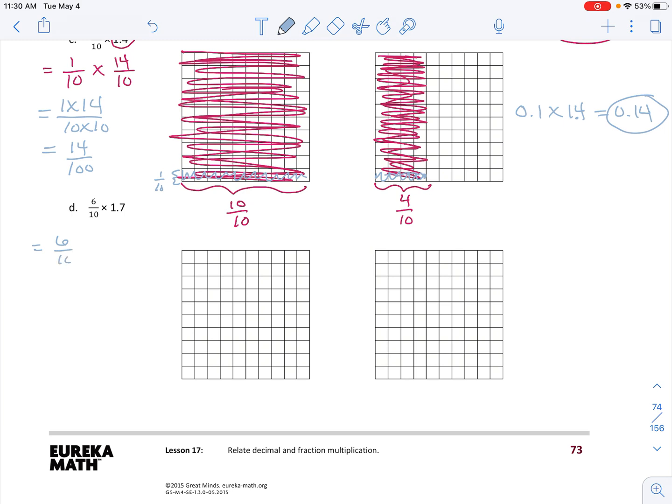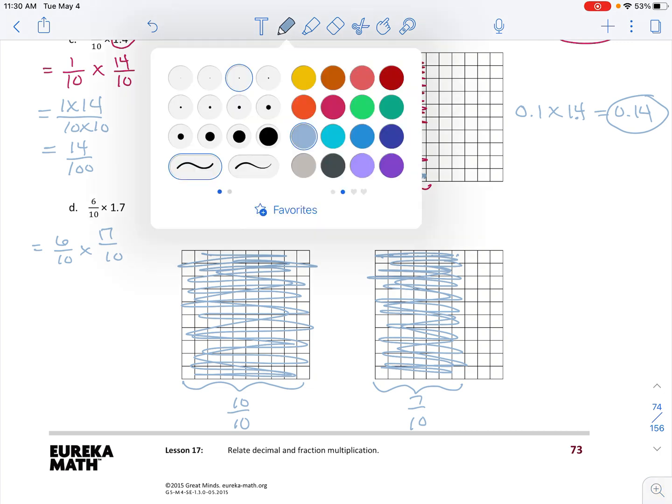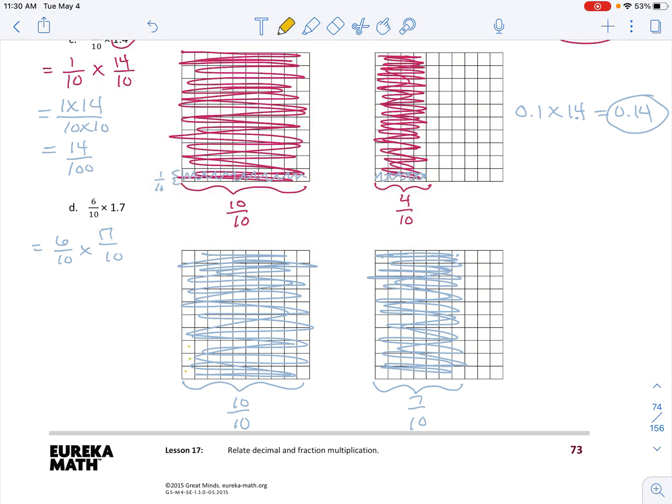So we have 6/10 times 17/10, because we color in 1 whole, which is 10/10 still. And then we need 7 more. 1, 2, 3, 4, 5, 6, 7. Now we want 6/10 of this. 1, 2, 3, 4, 5, 6. We'll color all these in through the whole colored part.